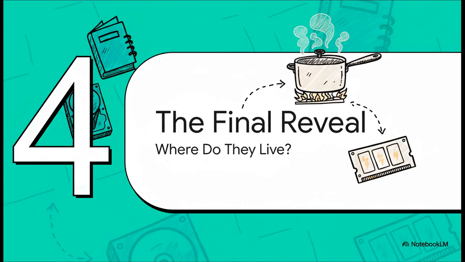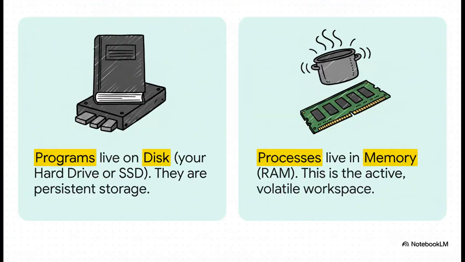Okay, let's bring it all together. We've talked about what programs and processes are and how they even get made. Now for the final, super important piece of the puzzle. Where do these things actually live inside your computer? And here it is, nice and simple. Programs live on your disk. Your hard drive, your SSD, that's their permanent home. But processes, the active running ones, they live in your computer's memory, the RAM. RAM is the super fast temporary workshop where all the actual cooking gets done.